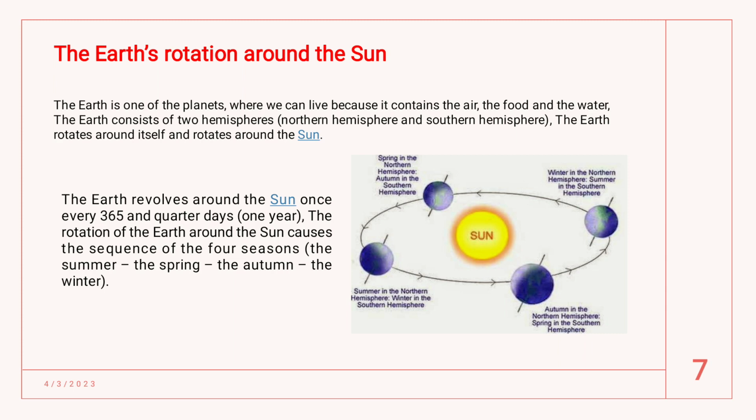The earth rotates around itself and rotates around the sun. During autumn in the northern hemisphere, it is spring in the southern hemisphere; summer in the northern hemisphere, winter in the southern hemisphere. The rotation of the earth around the sun causes the sequence of four seasons, which includes the summer, the spring, the autumn, and the winter.